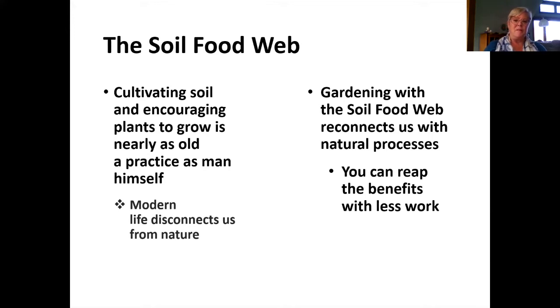Cultivating our soil is as old as man is himself. Ever since man started into agriculture, they've been cultivating it. But our modern life and how we are sold products or told what we should be doing has changed that. Whereas gardening with the soil food web reconnects us with those natural processes and can reap a lot of benefits with a lot less work.